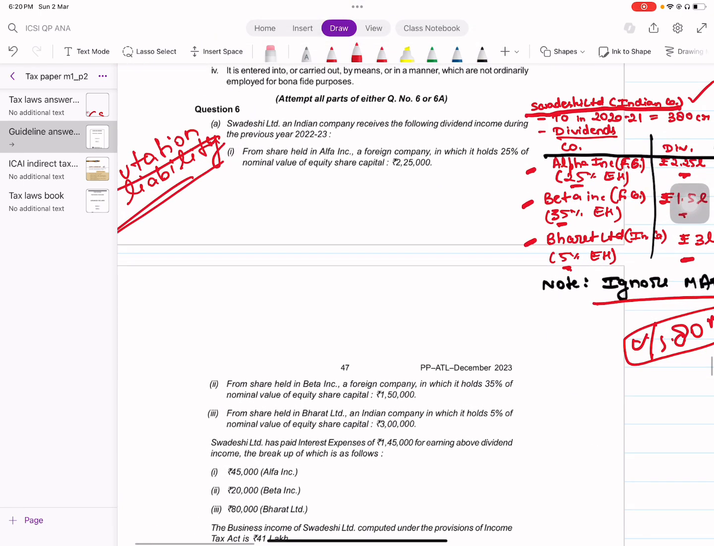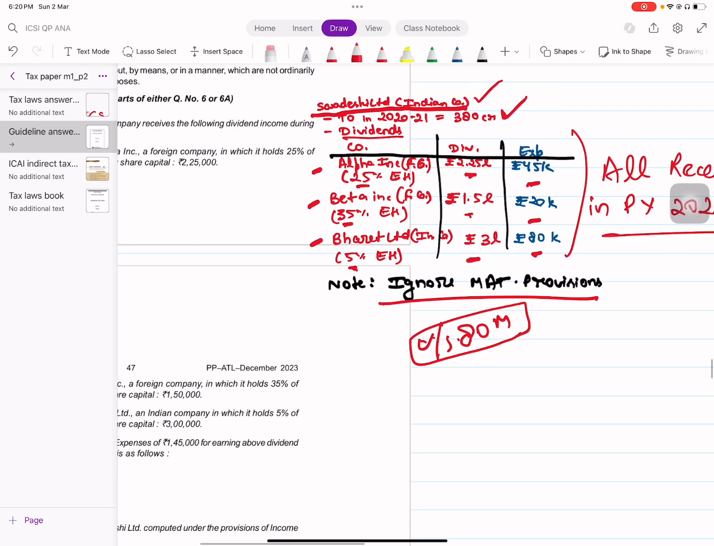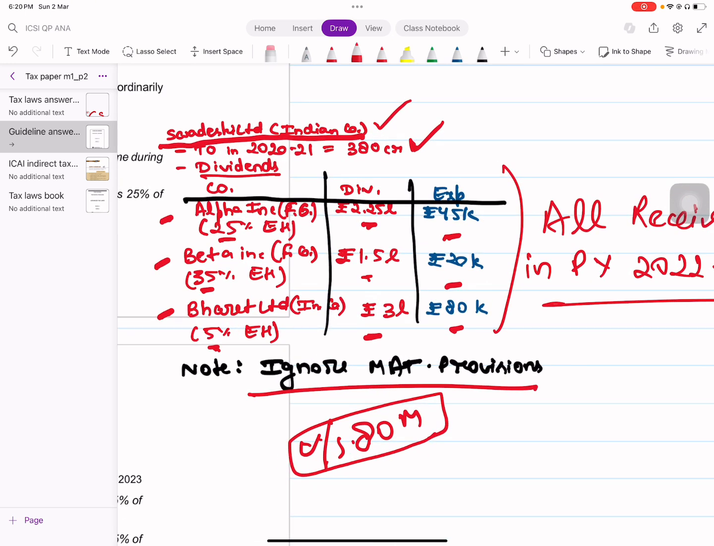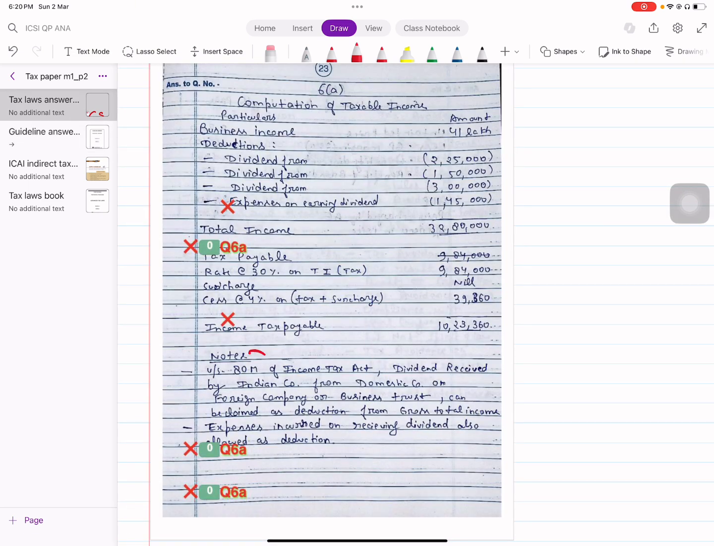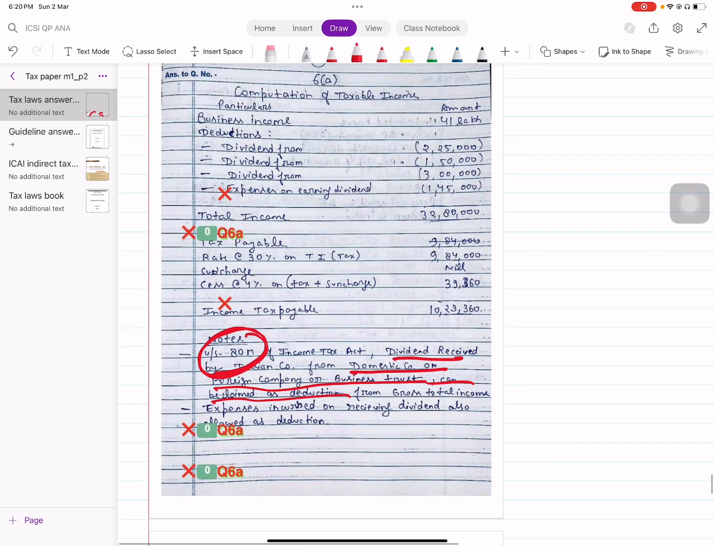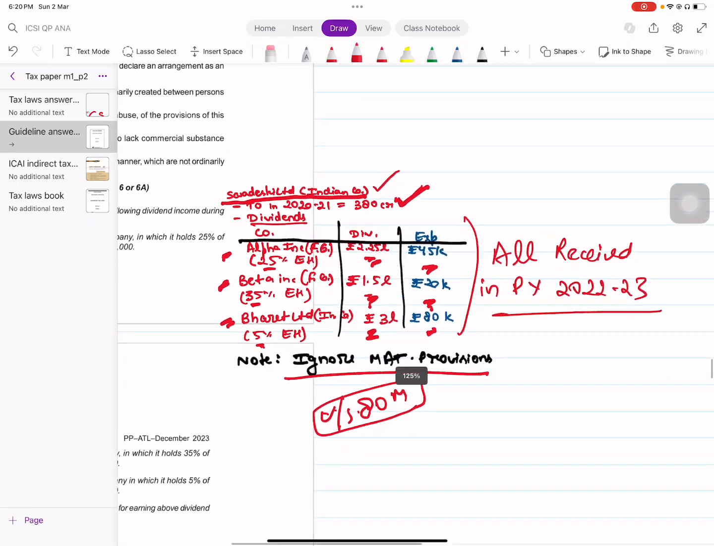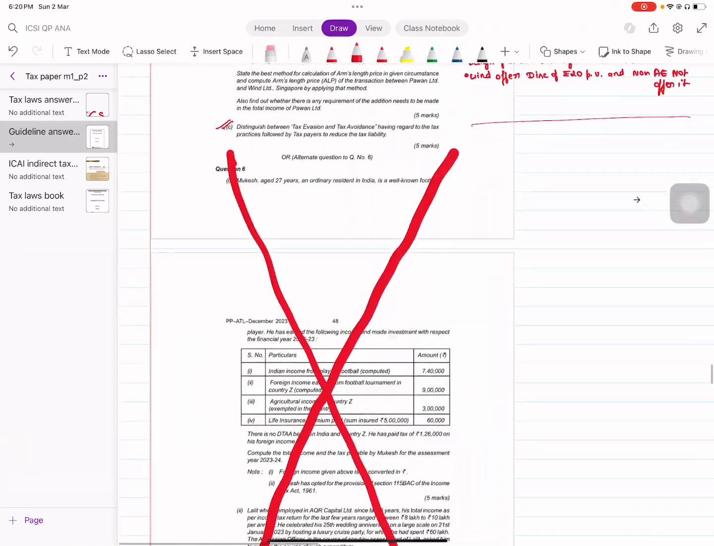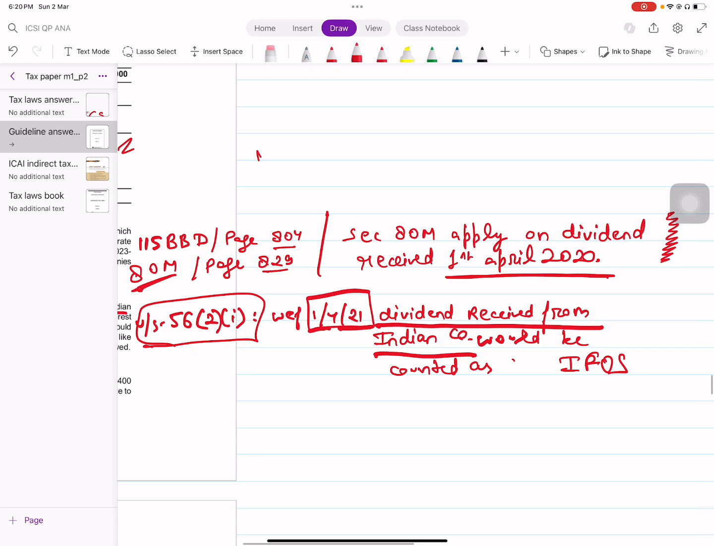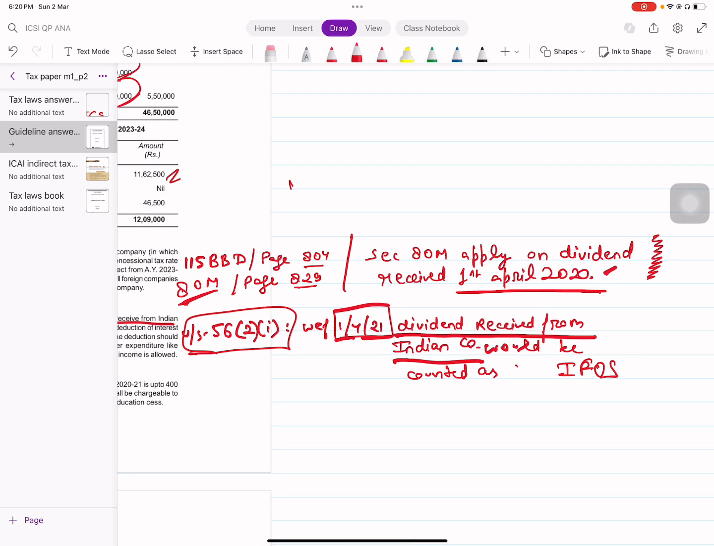So in question number 6A, we have to calculate the tax liability of a company. Now the details given were that the turnover of the company was 380 crore. Its dividend was from 3 companies as follows. Now in my answer, I have applied the provisions of section 80M, that dividend received by an Indian company from a domestic company, foreign company or business trust can be claimed as a deduction from gross total income. However, this was incorrect because, if I show you the guideline answer, section 80M applies only on dividend received before 1st April 2020 and not on dividend received after April 2020.